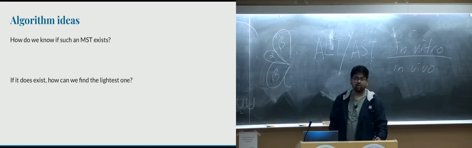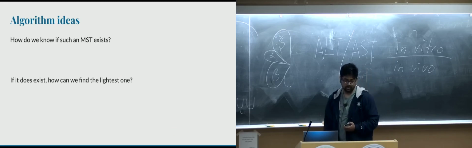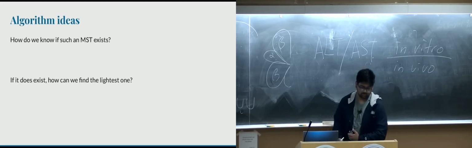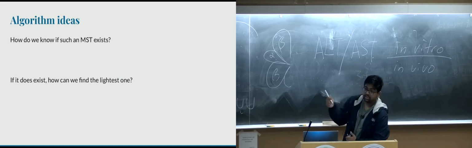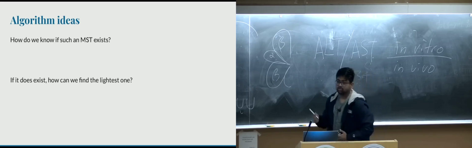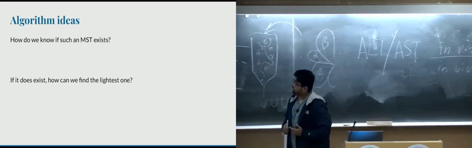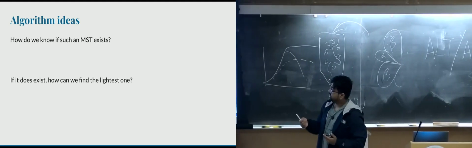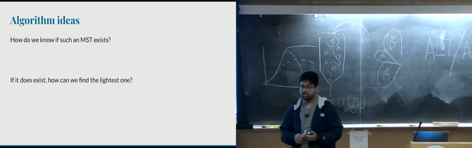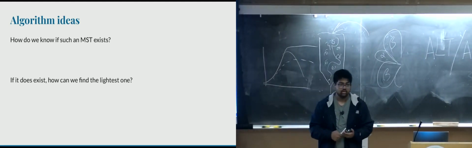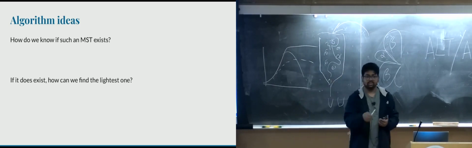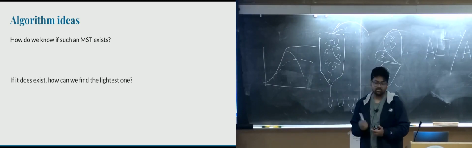So how will you solve this problem? These are two questions that you have to ask yourself. So how do we know that such an MST exists, right? We saw two examples. In one case it existed, in another case it didn't exist. So first thing is that. And the second problem is, if it does exist, then how do we find the lightest one, right? Maybe you can take some time and discuss among yourselves, and let's discuss after that.